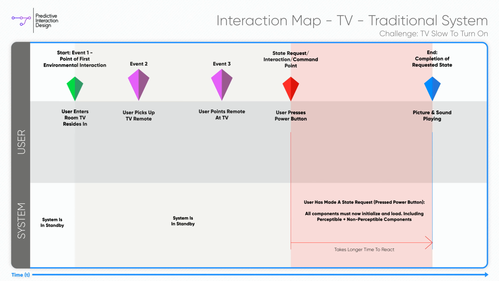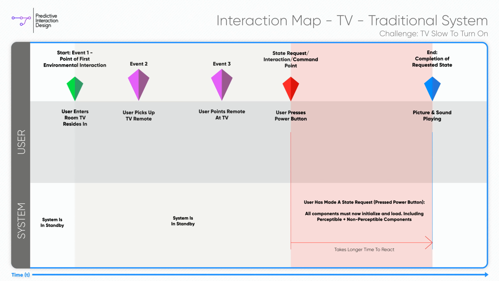So what we've done is we've filled in the interaction map here. So we've got our challenge at the top. The TV is slow to turn on, and we want to make this user experience faster. Then if we have a look, we've got the point of first environmental interaction. This is the earliest point at which it's practically possible to measure that the user wants to interact with the system. And that's when they enter the room the TV resides in. Again, at the bottom, the system is in standby.